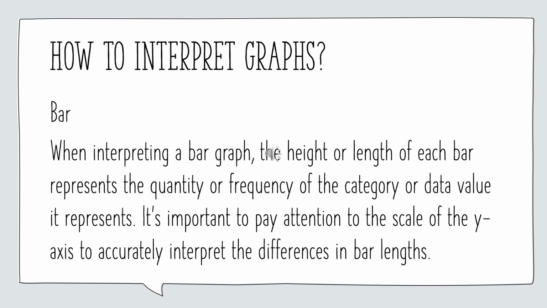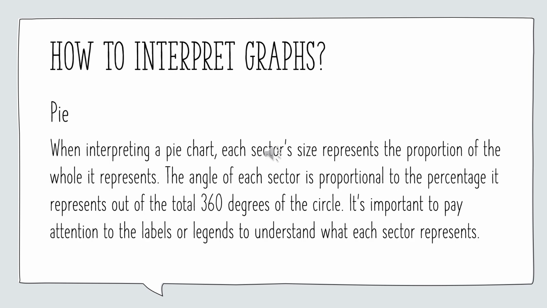Now for bar graph, the height or length of each bar represents the quantity or frequency of the category or data value it represents. It is important to pay attention to the scale of the y-axis to accurately interpret the differences in bar lengths. When interpreting a pie chart, each sector's size represents the proportion of the whole it represents. The angle of each sector is proportional to the percentage it represents out of the total 360 degrees of the circle. It's important to pay attention to the labels or legends to understand what each sector represents.